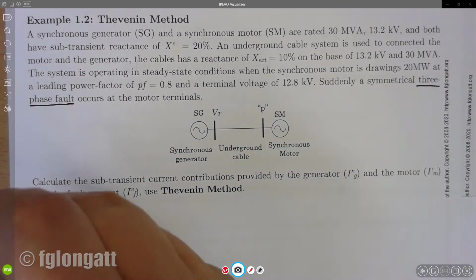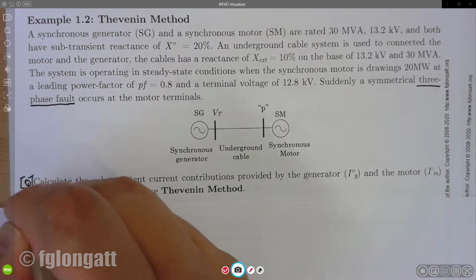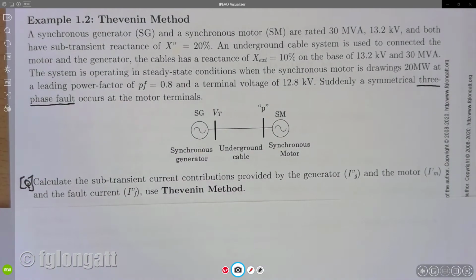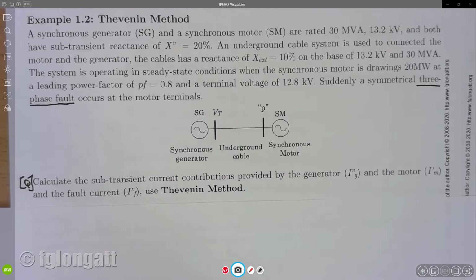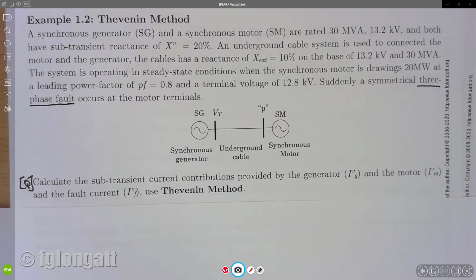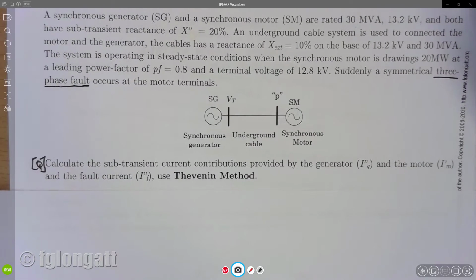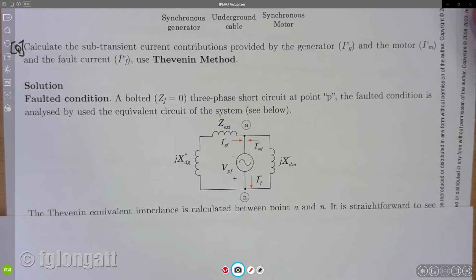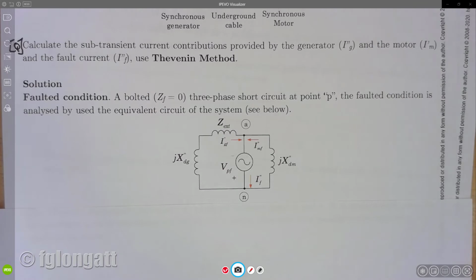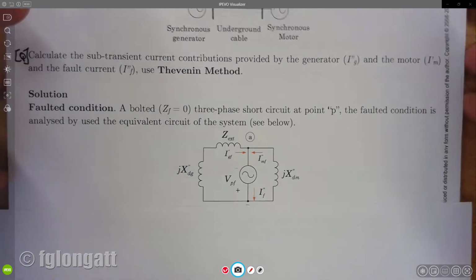Now, the interesting question here is, okay, calculate the sub-transient current contribution provided by the generator and the motor also, and what is the fault current, okay? In this case, we are interested in using the Thevenin method, okay? This example is extremely simple. The first step, we jump directly into the fault conditions, okay?